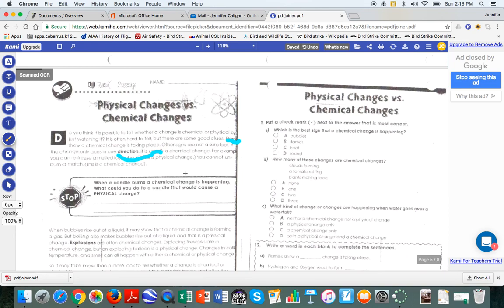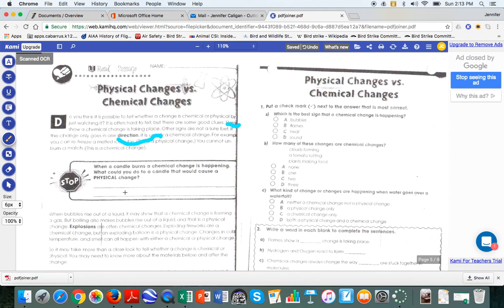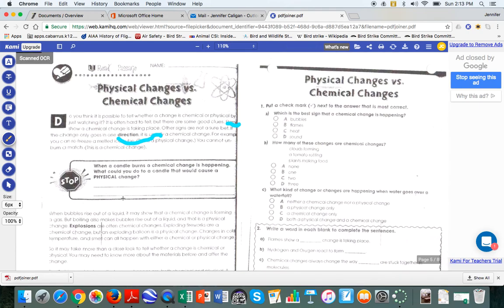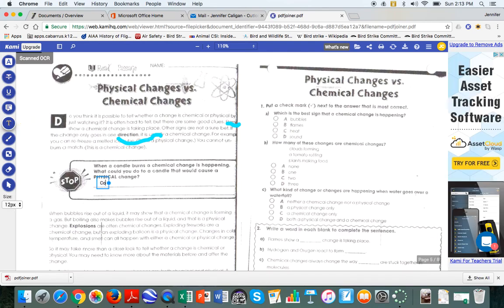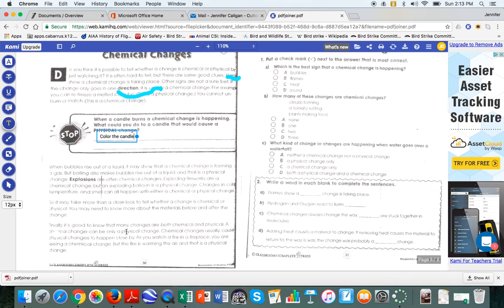If I have ice and I melt it, then I can go back the other direction and freeze it again. That's why it's physical. So it says when a candle burns, a chemical change is happening. What could you do to a candle that would cause a physical change? The easiest one for me was to color the candle, because if you change the color of the candle, that would be a physical change. See if you can come up with anything else about the candle. I want to see what you come up with.